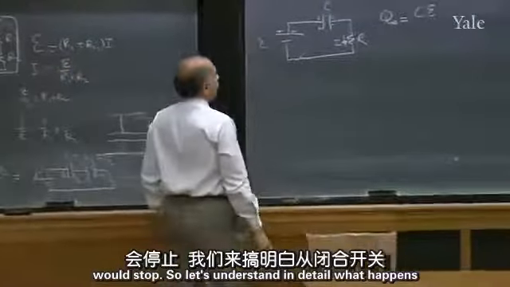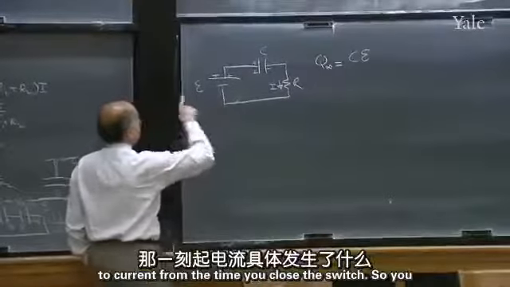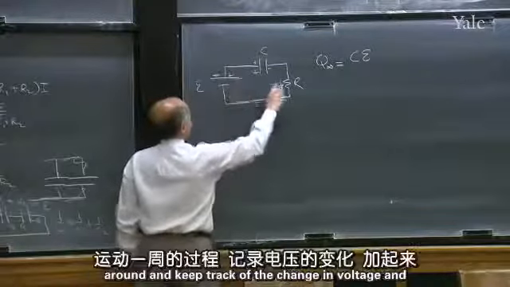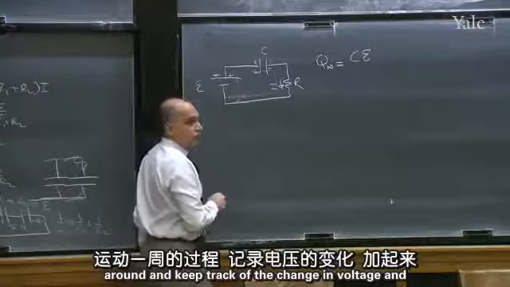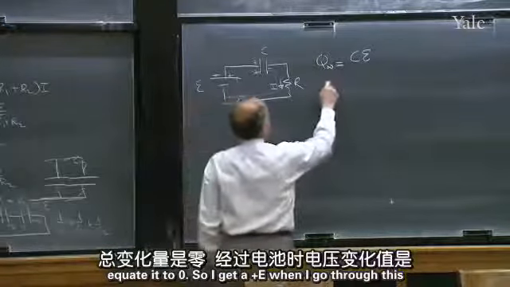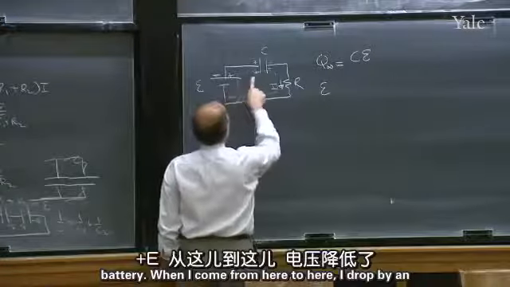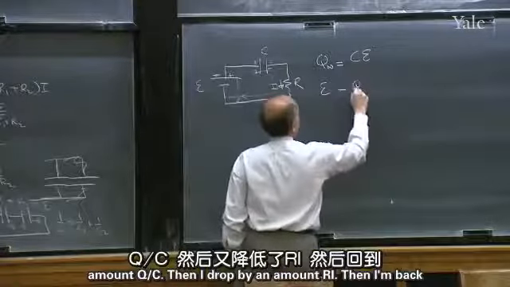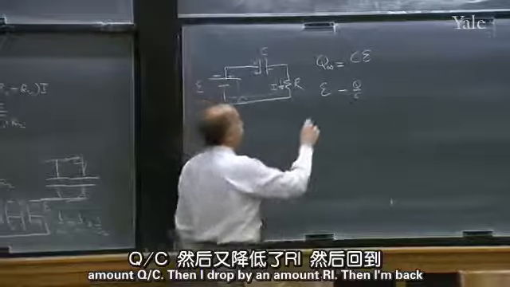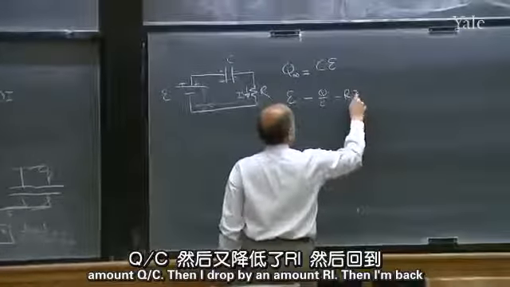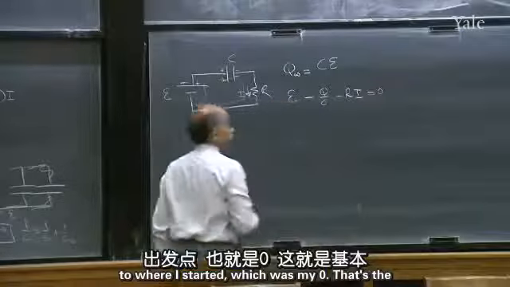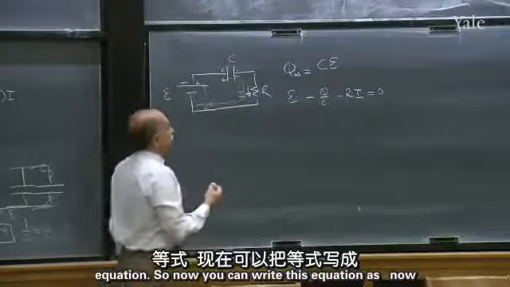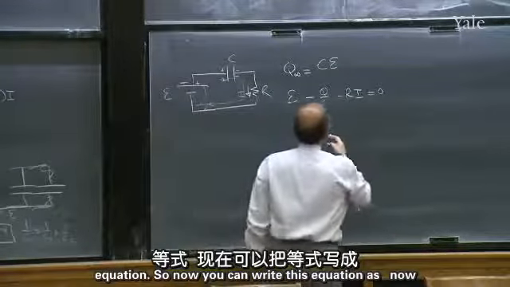So let's understand in detail what happens to current from the time you close the switch. So we write down the basic equation, which says start here, go around, and keep track of the change in voltage and equate it to 0. So I get a plus E when I go through this battery. When I come from here to here, I drop by an amount Q over C. Then I drop by an amount Ri. Then I'm back to where I started, which was my 0. That's the equation.